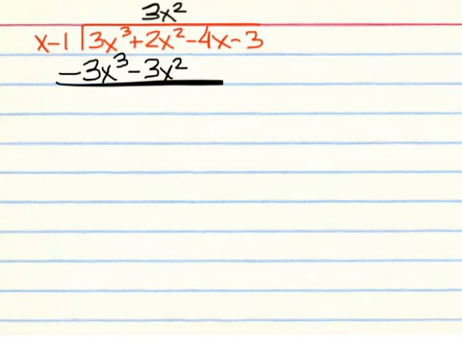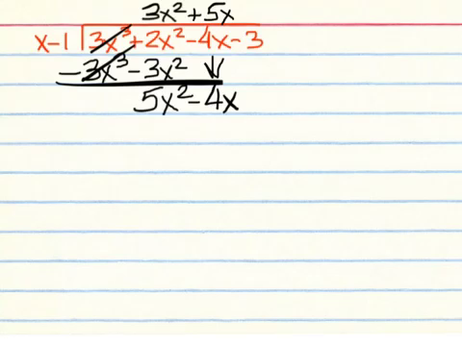And then subtract. These should always be the same over top of each other and cancel out. But then you have 2 minus a negative 3. 2 minus a negative 3 is 5. So it's 5x squared, and drop the minus 4x down below. You're starting over again, so it's x times something will give me 5x squared. And that something will be 5x. So put 5x here, and distribute that 5x to the x minus 1.